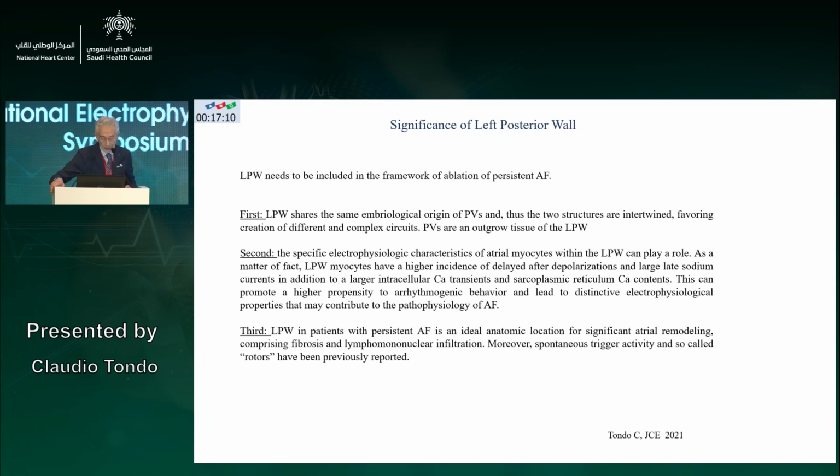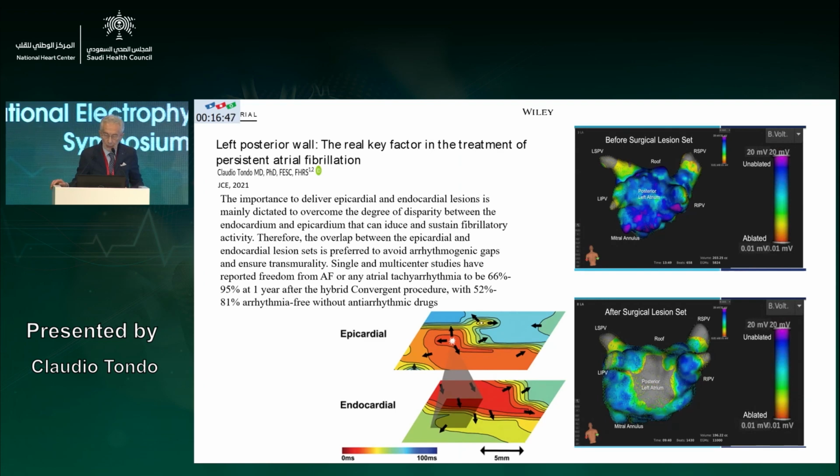Number three, the left posterior wall in patients with persistent atrial fibrillation is an ideal anatomic location for atrial remodeling, as I mentioned before, comprising fibrosis and also mononuclear infiltration. So we have different reasons why the posterior wall is so important. But we need to add more.